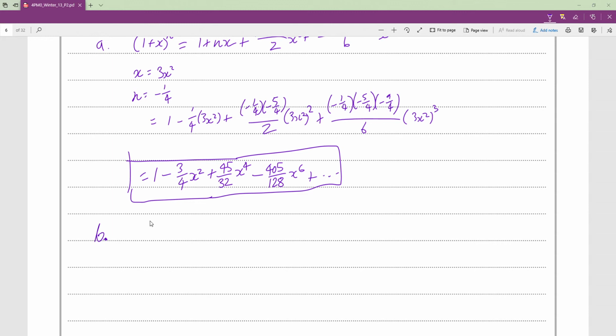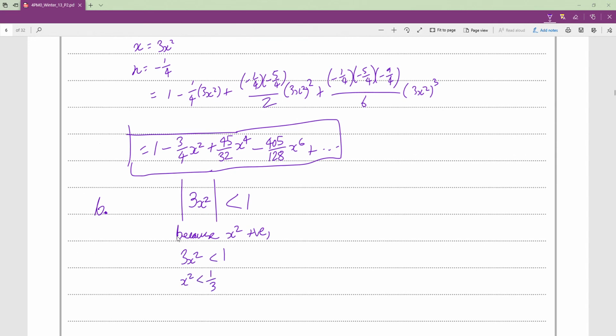What you need to do to ensure that your expansion is valid is to make sure that the term that is being added to 1 is of an absolute value less than 1. And because x squared, by its very nature, since we're not dealing with imaginary numbers at all in this course, the absolute value of it needs to be less than 1, but because x squared is positive, we can write this as 3x squared must be less than 1. We're dividing both sides by 3. X squared must be less than 1 over 3.